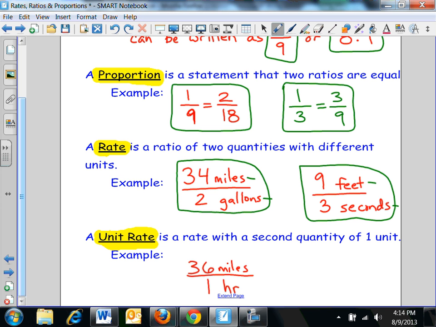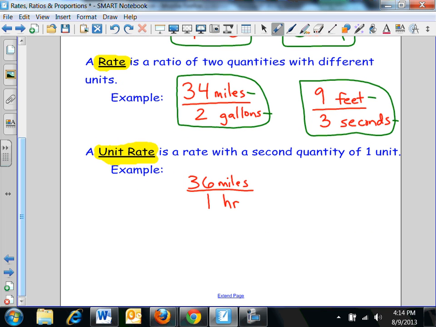Okay, and then the last one at the end of the page is a unit rate. The unit rate is a rate with the second quantity as 1 unit. So a good example is 36 miles for 1 hour, that's on the bottom. 36 miles for 1 hour, also known as 36 miles per hour. Normally when we use unit rates and rates, we always say them with examples like this: miles per hour. That's very common.